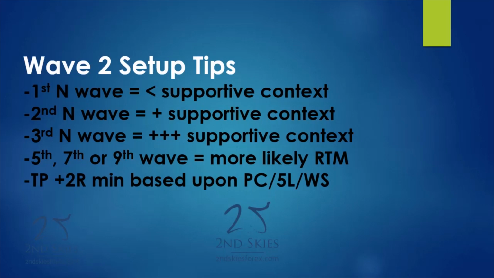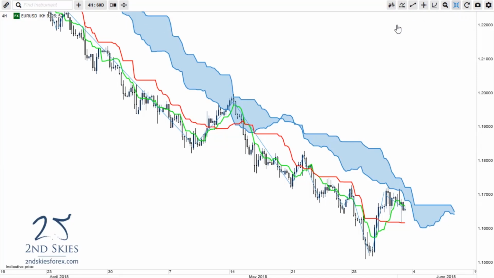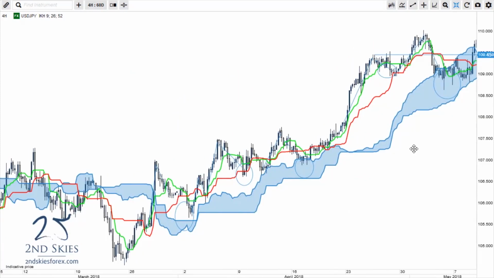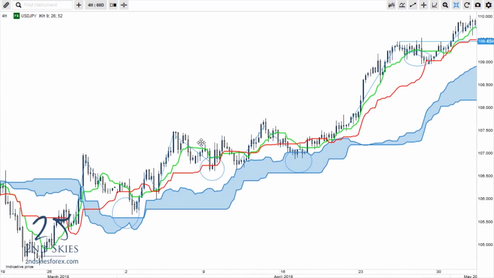So the first N wave in a move has the least supportive context. What do I mean by that? Let's go back to our dollar yen. Okay, so the first time we broke above this Kumo, this N wave right here is going to have the least supportive context to it because A, we haven't spent that much time above the Kumo, B, we're early in the reversal stages. So by default, that's going to have less context.